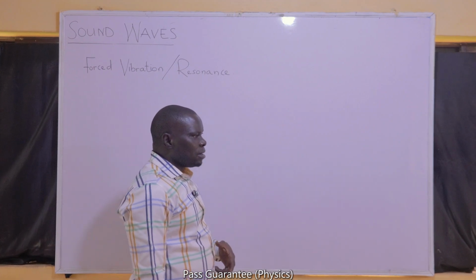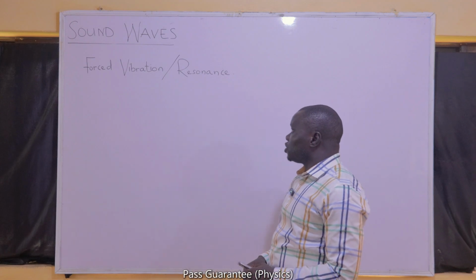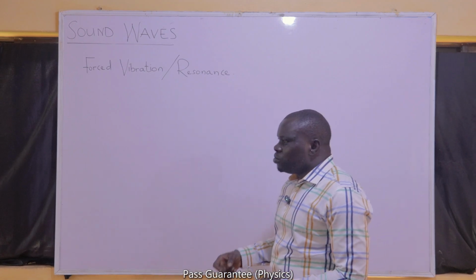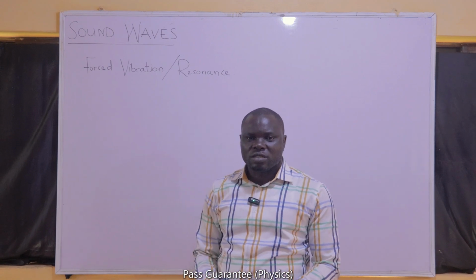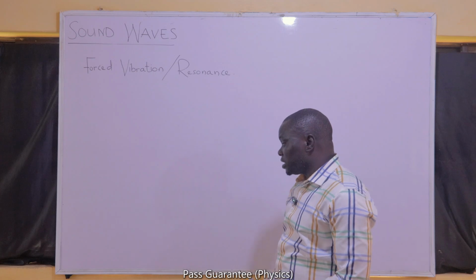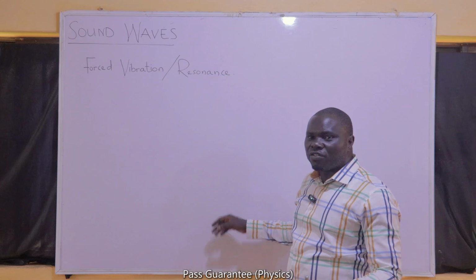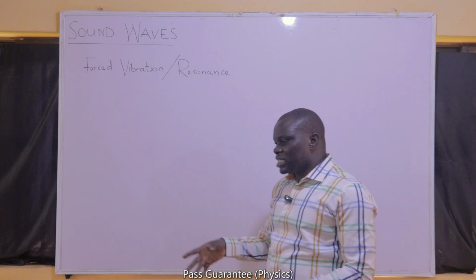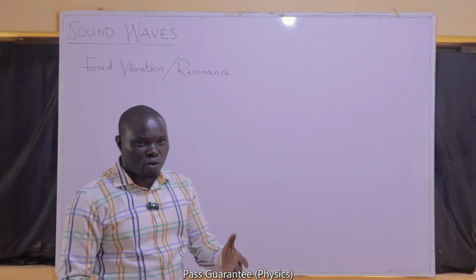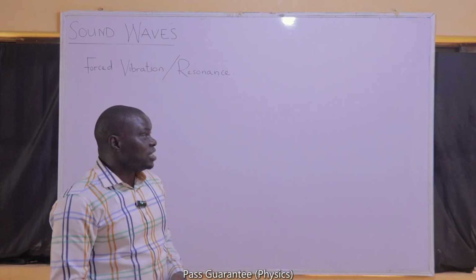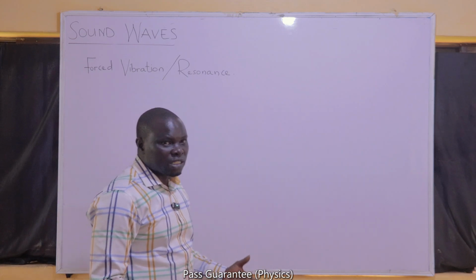Another thing I must add before we get to explain forced vibration and resonance is that any object when set into vibration will vibrate at a particular frequency. If I set this board into vibration and it starts to vibrate on its own, it will vibrate at a frequency that is called its natural frequency. Any object, when allowed to vibrate freely on its own, has a frequency with which it will vibrate. That frequency is called the natural frequency of vibration of that object.